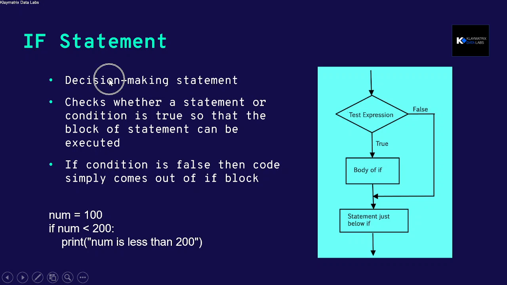Like we said, it's a decision making statement. It checks whether a statement or a condition is true so that the block of statements can be executed. And if the condition is false, then the code simply comes out of the block. So let's try to understand what it means.